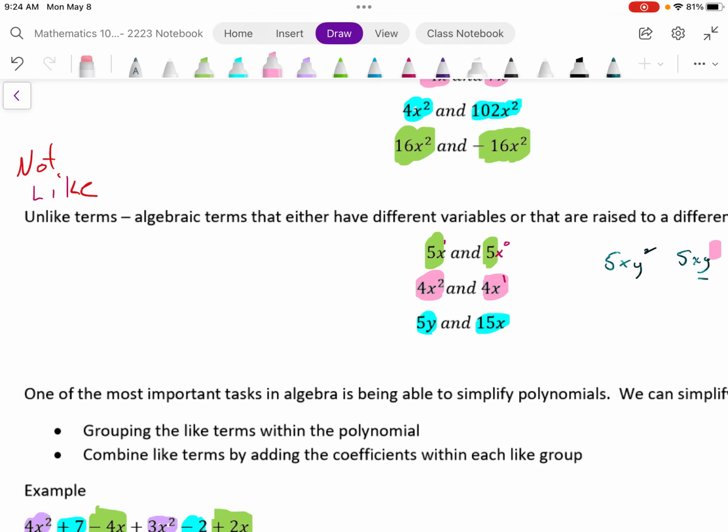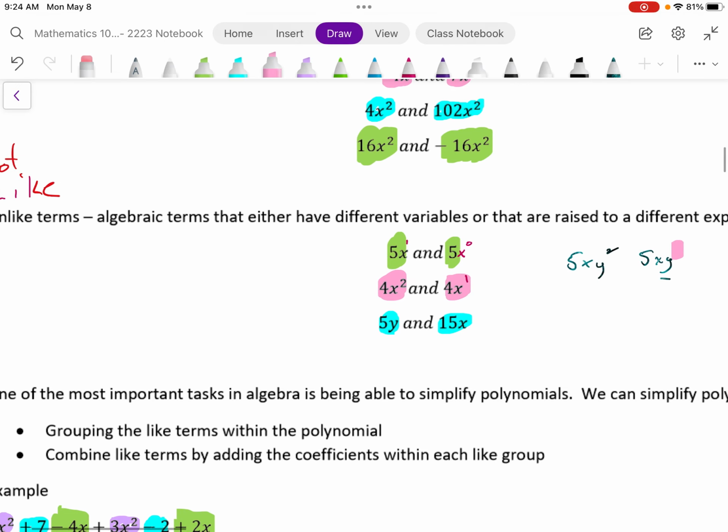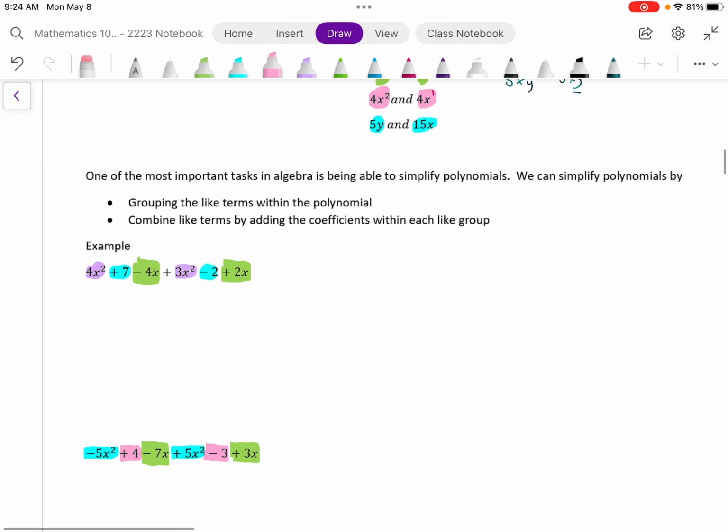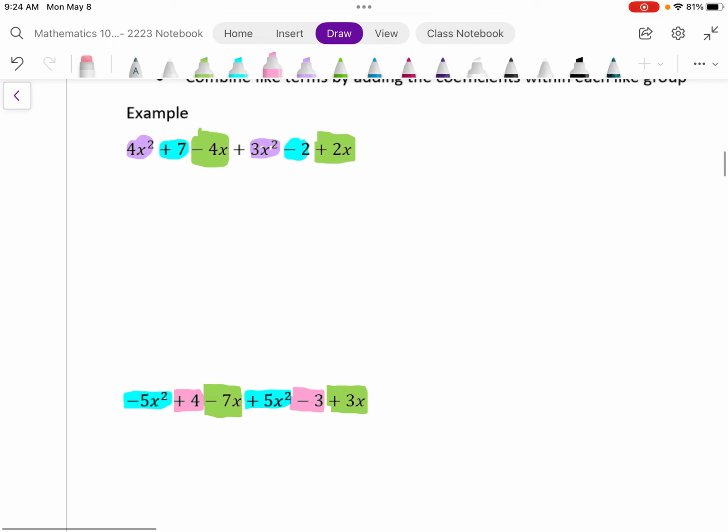So one of the important tasks in algebra is being able to simplify polynomials. We can simplify polynomials by grouping the like terms within each polynomial. Combine like terms by adding the coefficients within each group. All right. So if you take a look at my examples here, you're probably noticing I'm going to use colors. And what I'm going to do is color each like group.